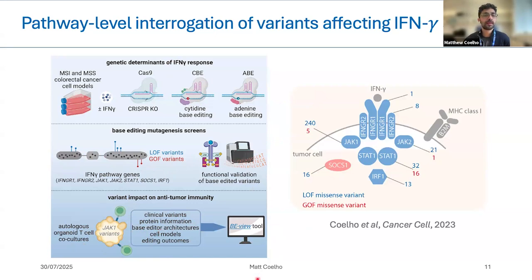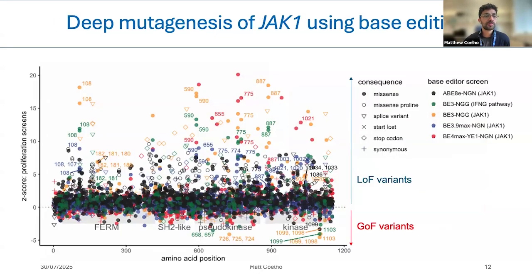So this is what these types of data look like, these base editor screens. You might have seen something like this before. Essentially, on the x-axis, I'm showing the amino acid position of the JAK1 kinase, which is involved in interferon gamma signaling. And on the y-axis, I'm showing the z-score, which essentially is like a log fold change, which is normalized for the standard deviation of the data.